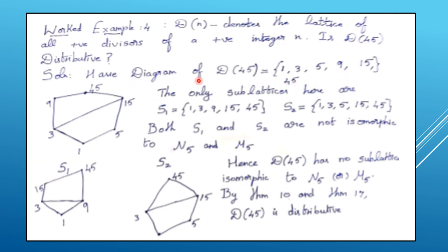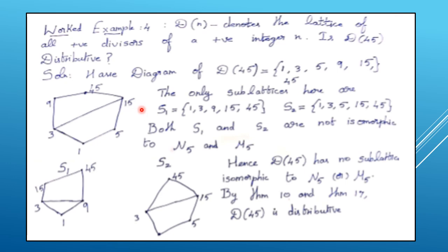So the Hasse diagram for D of 45 is given. Here the least element is 1 and the greatest element is 45. So you can see in the picture 3 and 5 are divisors of 15, and 3 is a divisor of 9, and 9 and 15 are divisors of 45.